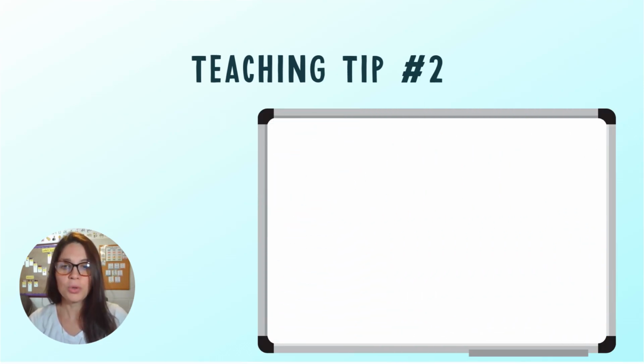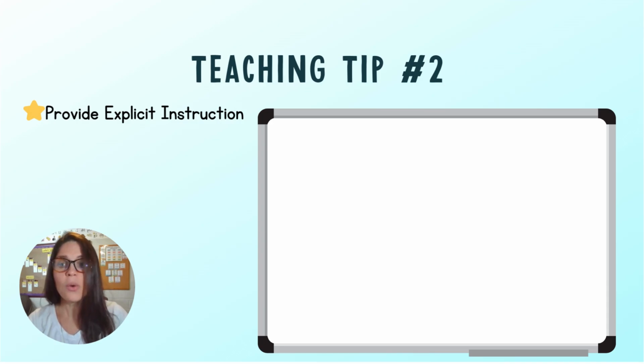Teaching tip number two, provide kids with explicit instruction. This is essential for any concept that you're teaching. So you want to explicitly teach what an open syllable is. It is a syllable that ends with a vowel, and the vowel is going to say its long sound. Then you're going to teach and model using open syllable words.